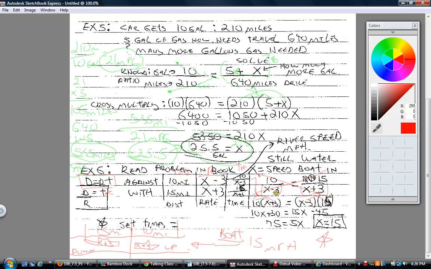The key thing, remember, after you use diagrams, use tables, you set the time going against the river as the same as going with the river, upstream, downstream, and once you break the ratios of distance divided by the speeds, cross multiply, you're on your way.